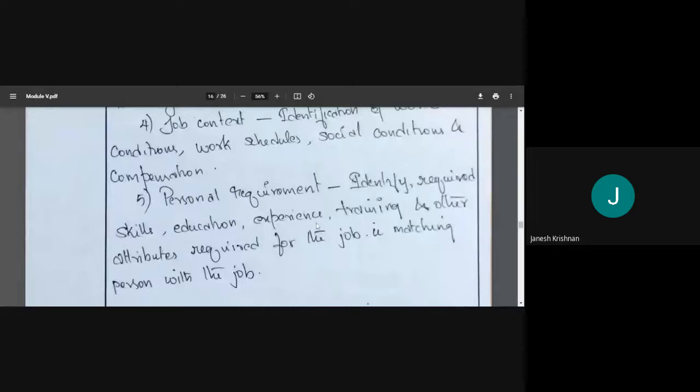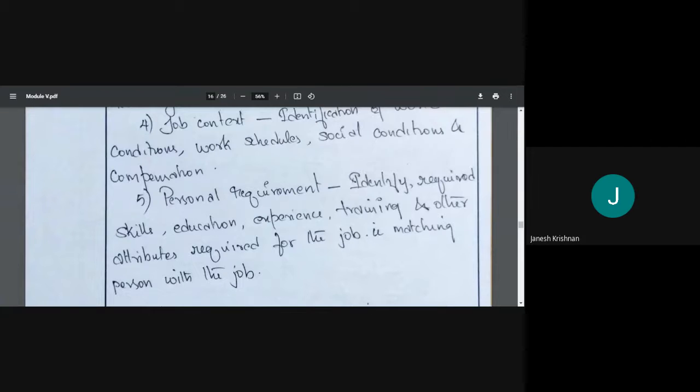Then what is the context? Identification of the work context, identification of the working conditions, work schedules, social conditions, and compensations, right? So what are the social conditions over there? What is the work schedule? Whether we are having a tight schedule.